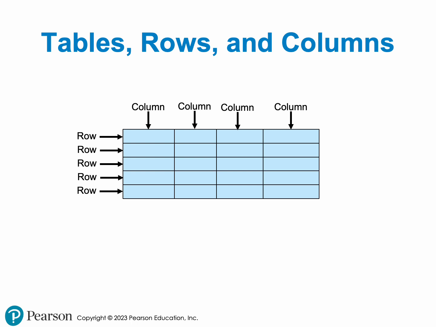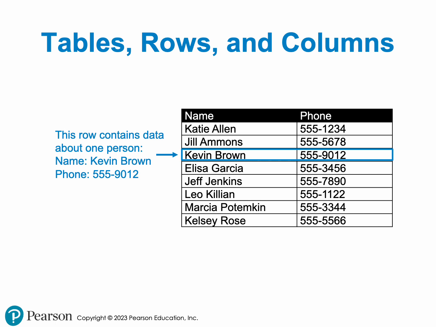This is how a table looks like. So we have rows right here and we have columns right here. So pretty simple. Here is an example of a filled-in table. So we have a table that will store names and phones of certain people. As you can see, the first column stands for name, the second column stands for phone. And in the name, we have Katie Allen, Jill Ammons, Kevin Brown, and so on. And we have their phone numbers right here.